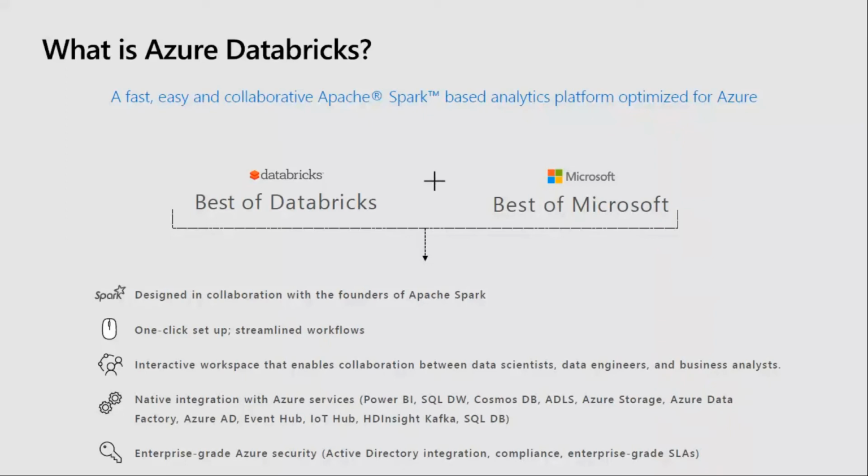It has native integration with Azure services. We don't need to write any integration code for Power BI, SQL Data Warehouse, Cosmos DB, Data Lake Service, Azure Storage, Data Factory, Azure AD, Event Hub, IoT Hub, you name it. And it gives us enterprise grade Azure security: Active Directory integration, compliance, and enterprise grade SLAs. Azure Databricks only supports Azure Active Directory for authentication and authorization. There is no other way to go inside the workspace, because security engineers enable multi-factor authentication on top of these identities.